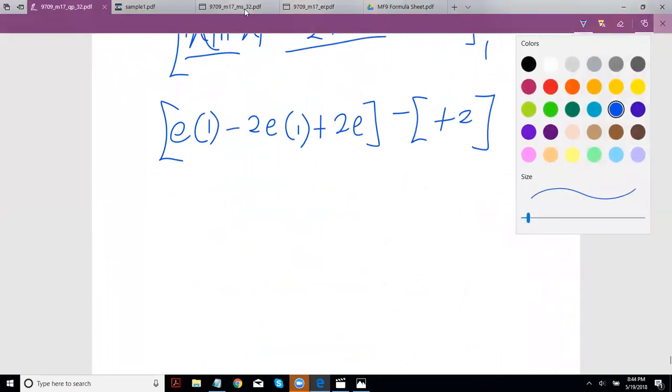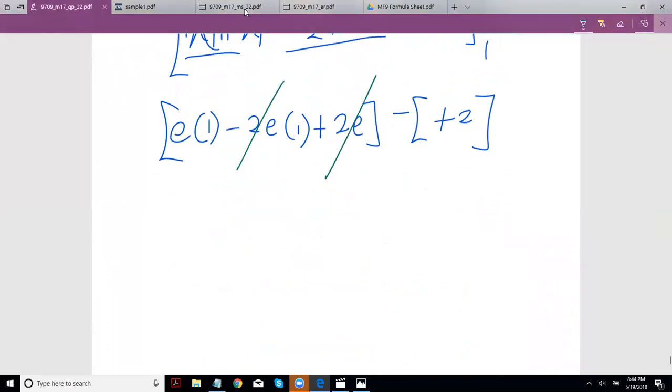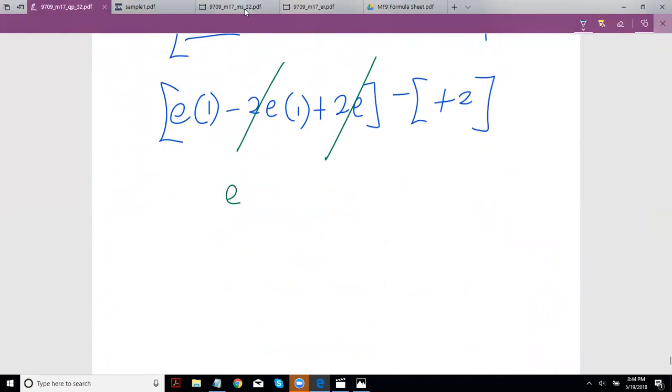Now let's do some simplification. This is 2e, this is minus 2e. You're left with e minus 2. That should be your exact answer.